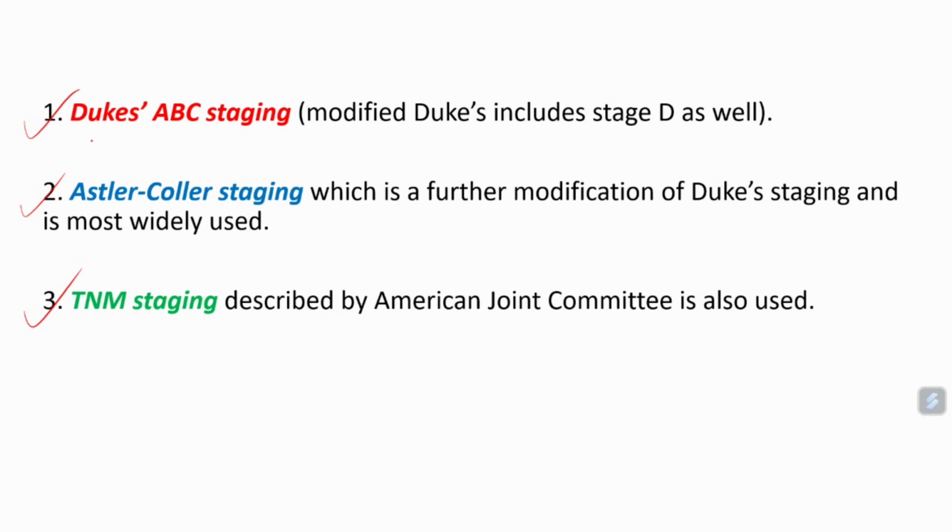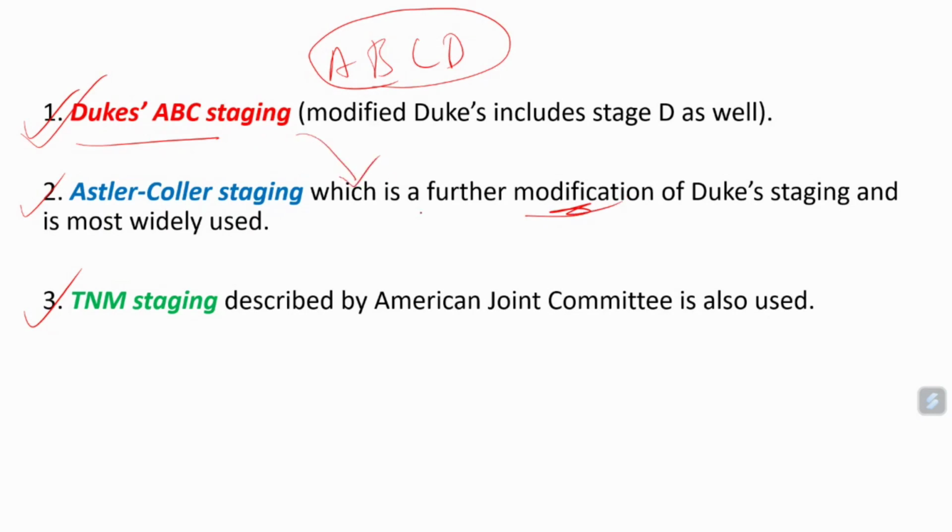Previously, in olden days, we used the Dukes ABC staging mechanism. In Dukes ABC, we have stage A, stage B, stage C, and stage D. We have four stages in Dukes ABC staging. After that, Astler-Coller staging was started. This is a modification of Dukes ABC staging, and in this we again have four to five stages that I'll explain now.